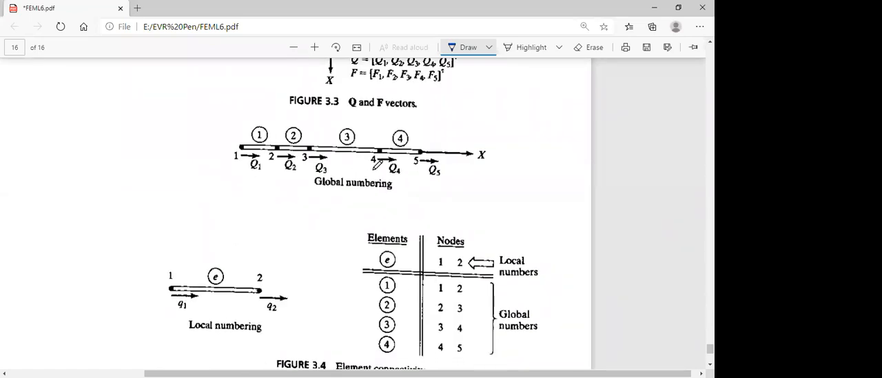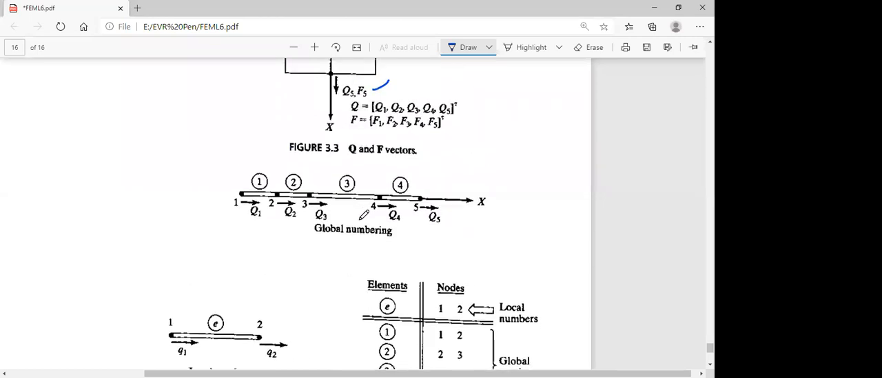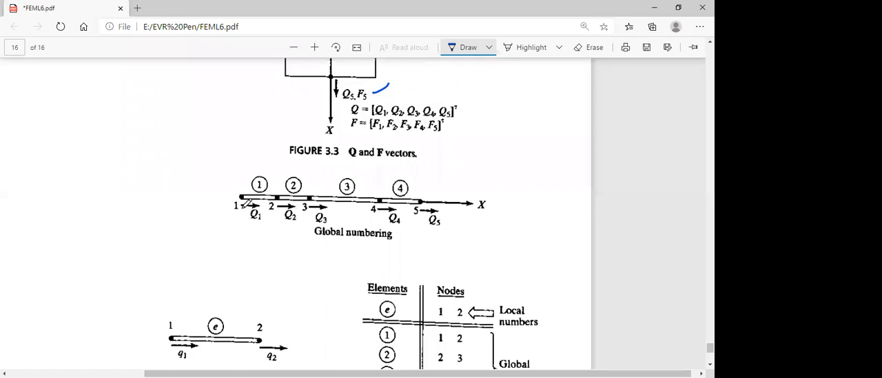One more thing, the last point in this finite element model. 1, 2, 3, 4, 5 are the node numbers. In global coordinates, these are the numbering of the nodes, and the elements are 1, 2, 3, 4. So 1, 2, 3, 4, 5 are the global node numbers.